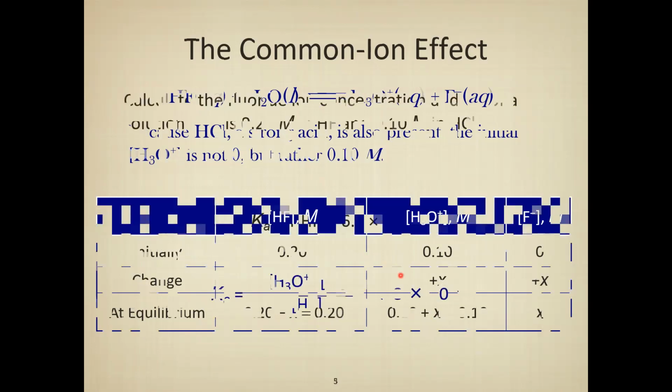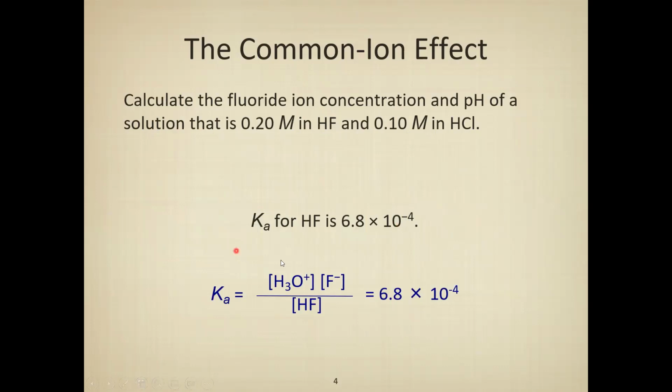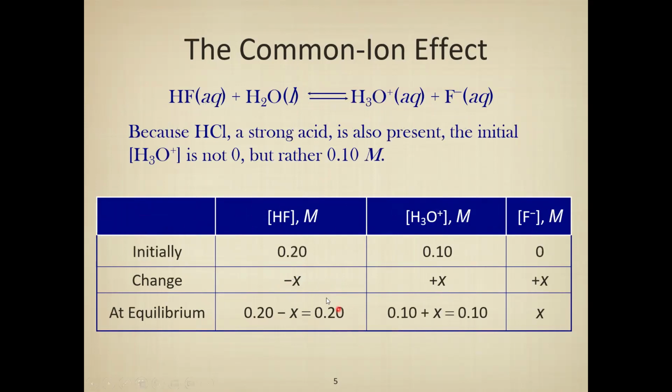But because we saw with the previous slide, the Ka here is going to be pretty small, 10 to the negative fourth, so not the smallest we've seen, but still going to be a reactant-favored reaction. So what we're going to be able to do is essentially just ignore the X for these two substances and set it equal to 0.2 and 0.1 for the equilibrium concentrations there.